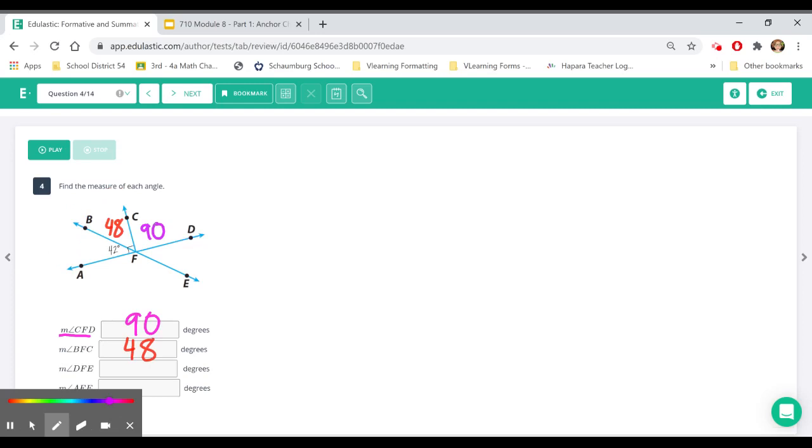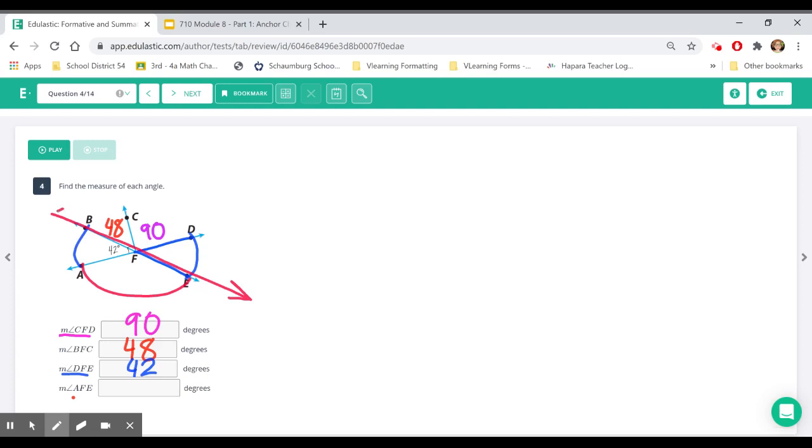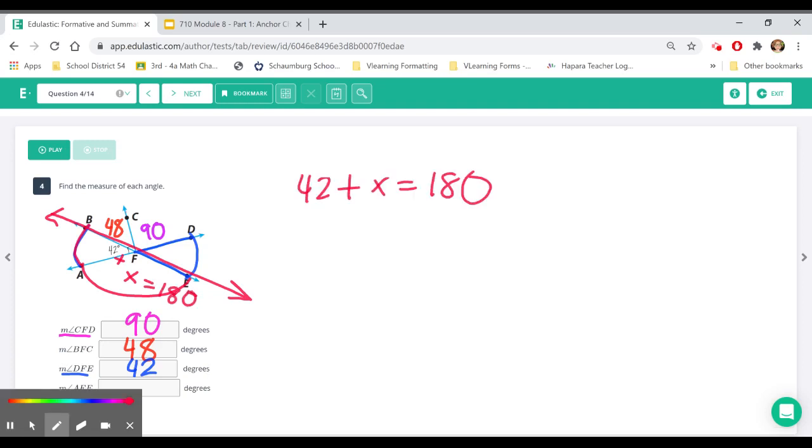Now let's take a look at angle DFE. DFE, I see that this is a vertical angle with BFA, so that is 42. And finally, angle AFE, that completes this supplementary angle pair. So I see 42 plus some amount is going to give me 180, or 180 minus 42, which is 138.